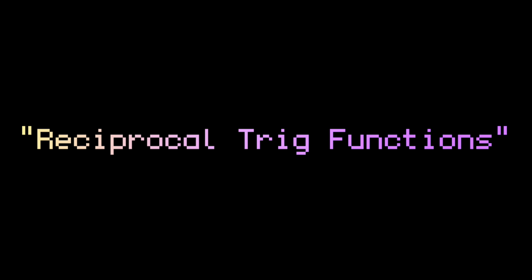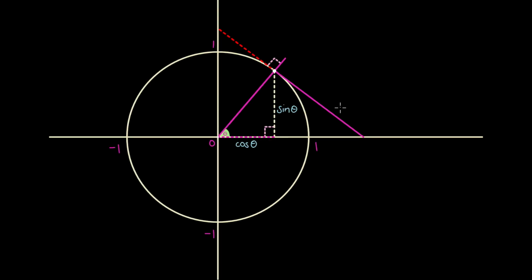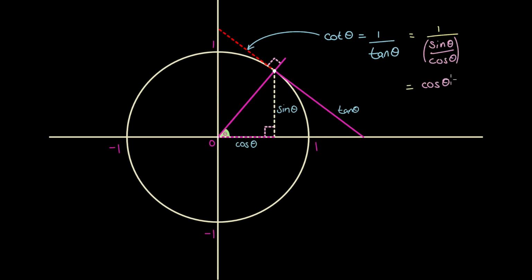Now, let's look at some reciprocal trig ratios. The cotangent can be found to the other side of our point on the circle. This red dashed line is defined as the length between the y-axis and the point on our circle. The cotangent is effectively the reciprocal of tangent, meaning 1 over tan theta, which we can also write as 1 over sine theta over cosine theta. And we can then rewrite this as cosine theta over sine theta.